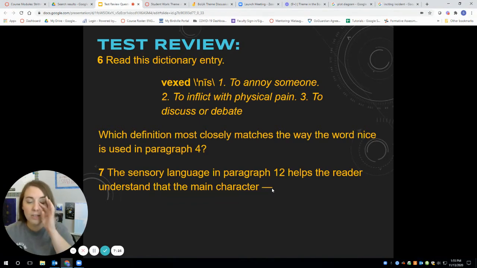Number 7, the sensory language in paragraph 12 helps the reader understand the main character. For this one, you need to know sensory language. Five senses. If the character is talking about something they hear, smell, taste, touch, or feel, then that's sensory language. Sensory language can help us understand a whole lot of things. It can help us understand what the character feels about something, or thinks about something, or how they're perceiving something.